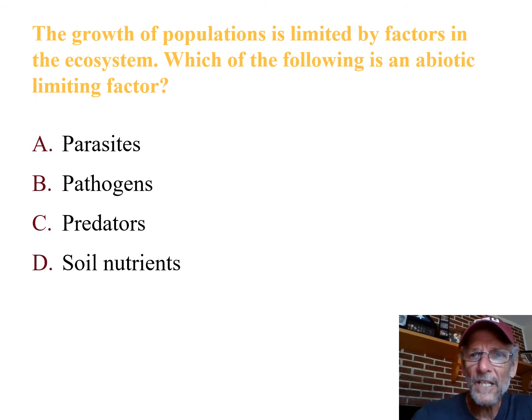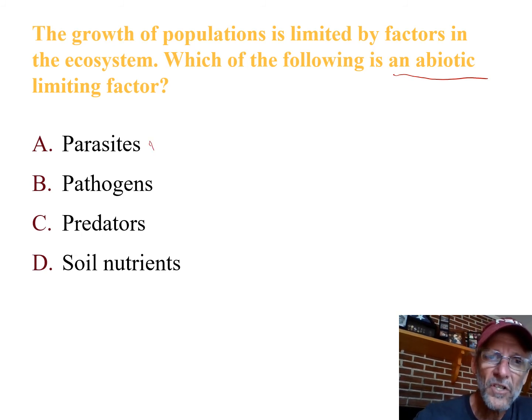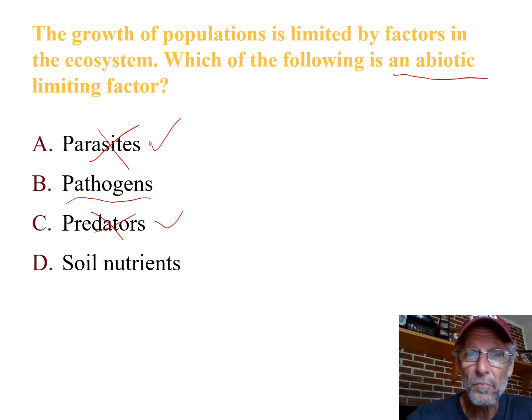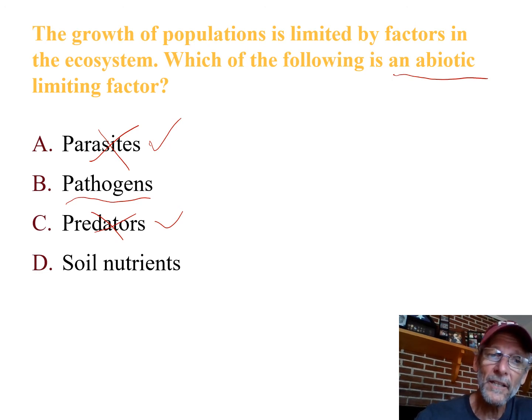So, which of the following is abiotic? This is also pretty easy. Kind of though, right? Parasites are living things, so they're not abiotic. Predators are living things, they're not abiotic. But pathogens, I already said, can be abiotic, like smoke, right? But your typical pathogen is like a bacteria, definitely living. A virus, not quite so living, but given the choices here, soil nutrients is probably your best choice.